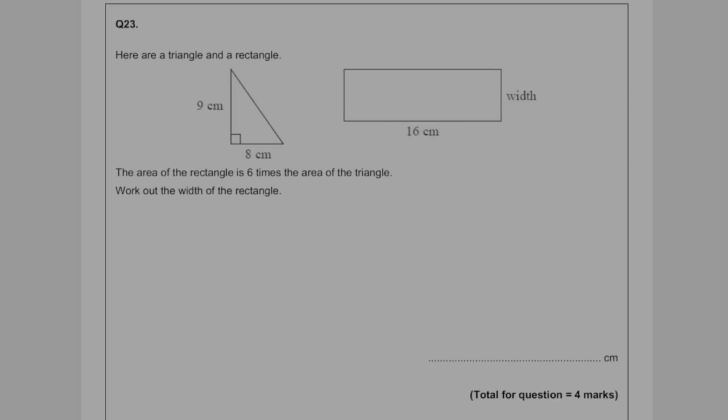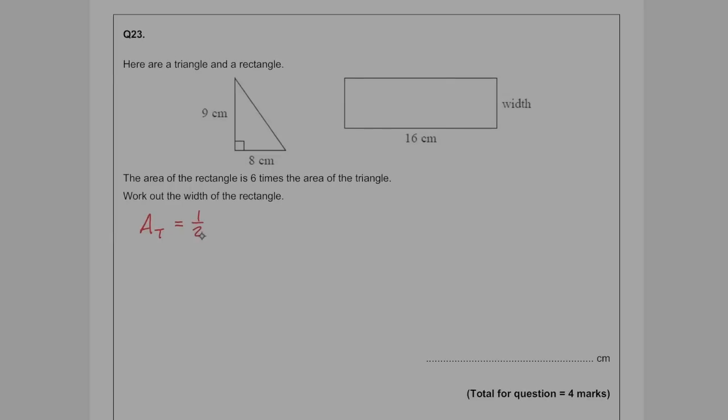Okay, question 23. Here are a triangle and a rectangle. The area of the rectangle is 6 times the area of the triangle. Work out the width of the rectangle. Okay, so I'm going to start with the area of the triangle. The area of the triangle is going to be equal to half of base times height, so half of 8 times 9, which is the same as 4 times 9, so that's going to be 36.